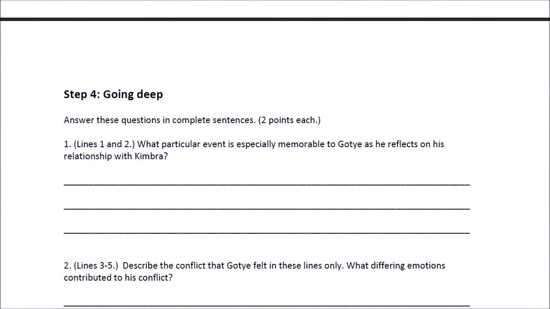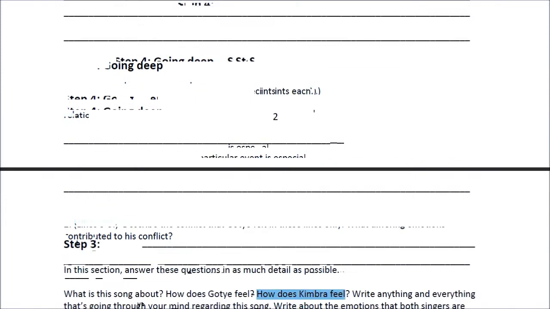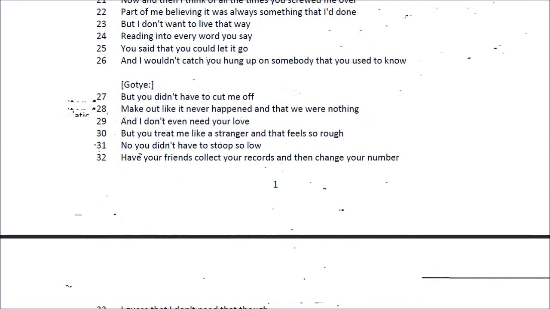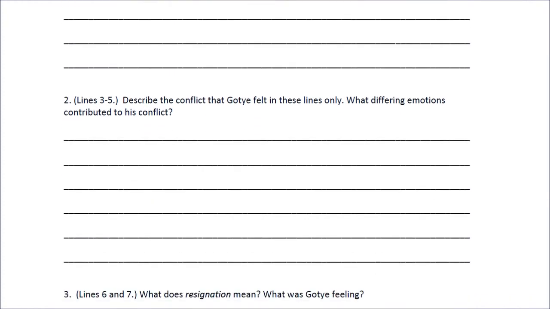And also here, what we're going to do is what I call going deep. We're going to answer these questions in complete sentences. And this requires a lot of thinking, a lot of reflecting on your knowledge and your experience. Like, for example, in lines 1 and 2, what particular event is especially memorable to Gotye as he reflects on his relationship with Kimbra? So you're going to look at line 1 and 2, and you're going to think about what it is that he's singing about. And that's going to require some inference and some experience, whatever you have with relationships. And then, of course, you're going to just continue on.